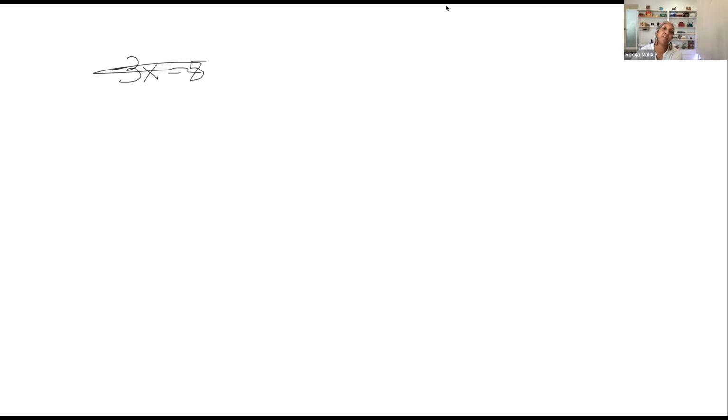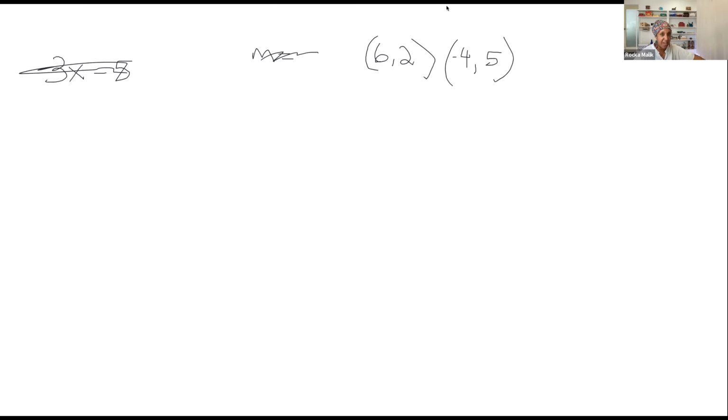Okay, let me see. I'll give you the slope... well, I'm not even going to give you the slope. I'll just give you two points and you can find the slope and work it out. Say 6. Okay, so those are the points, and you need to write the equation of the line that goes through those two points.